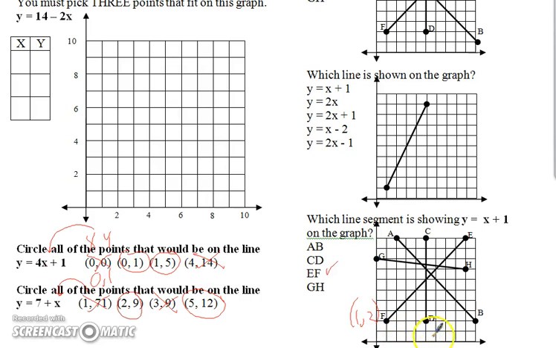E is at (9, 10). If I put a 9 in, 9 plus 1 does equal 10. There's my winner already, EF.